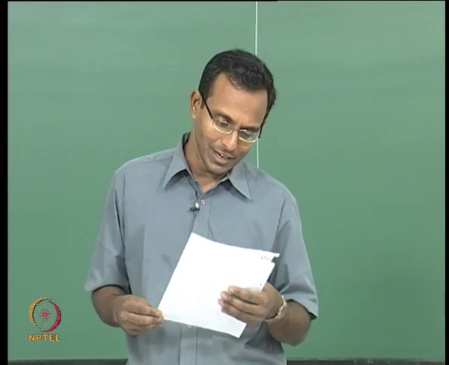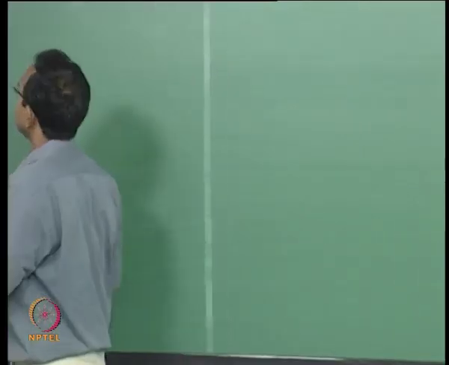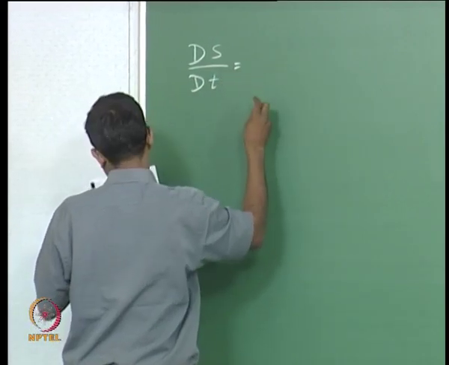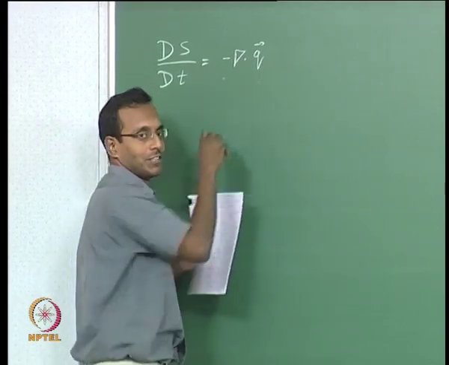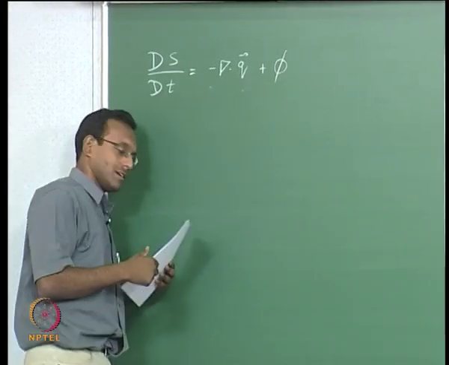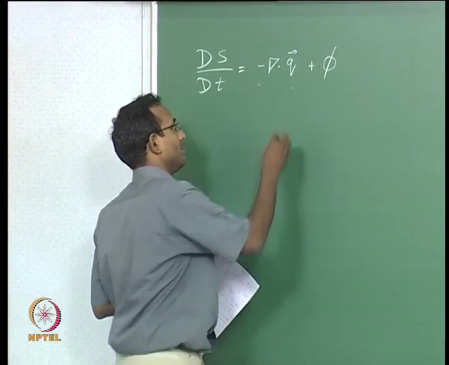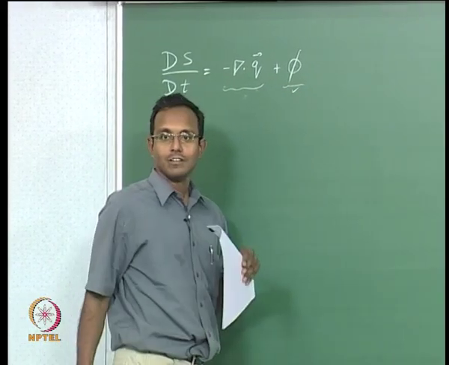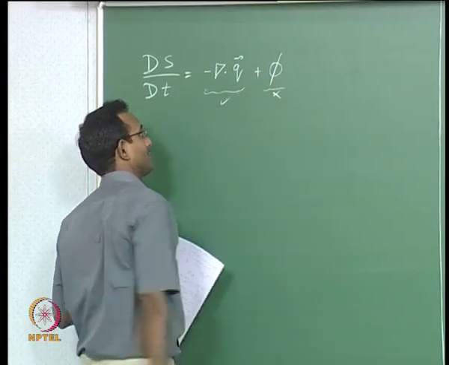Now, we already did this analysis where we said that the change in entropy was going to be either due to convergence of heat into a fluid element or because of dissipation of heat due to friction. We used the situation where we said this was 0 and we said this exists. That was still last class. From today we are going to say this doesn't exist and only this exists.